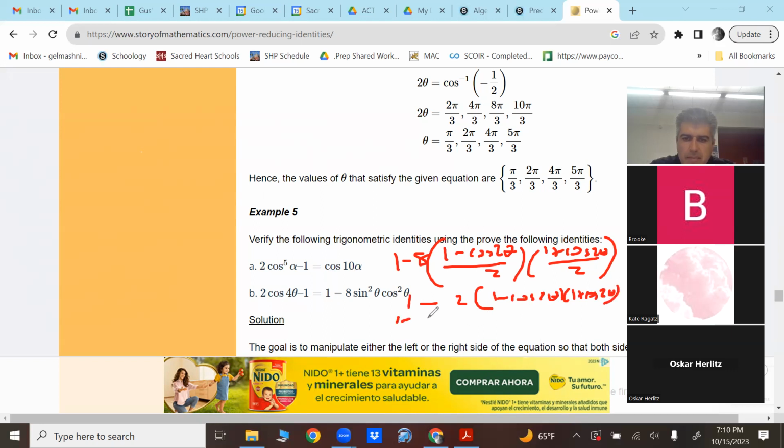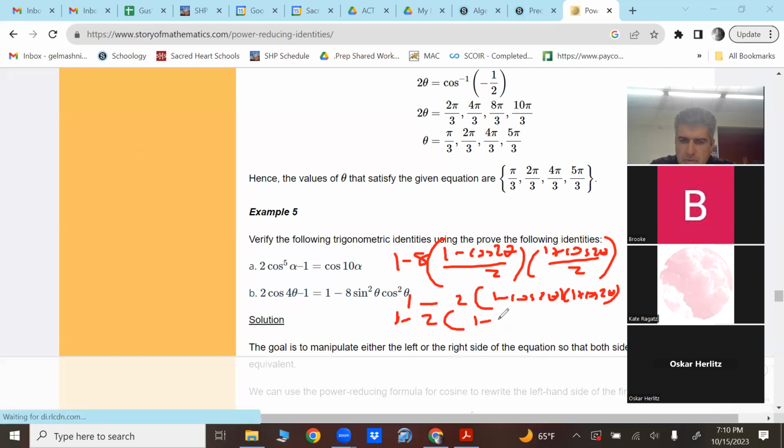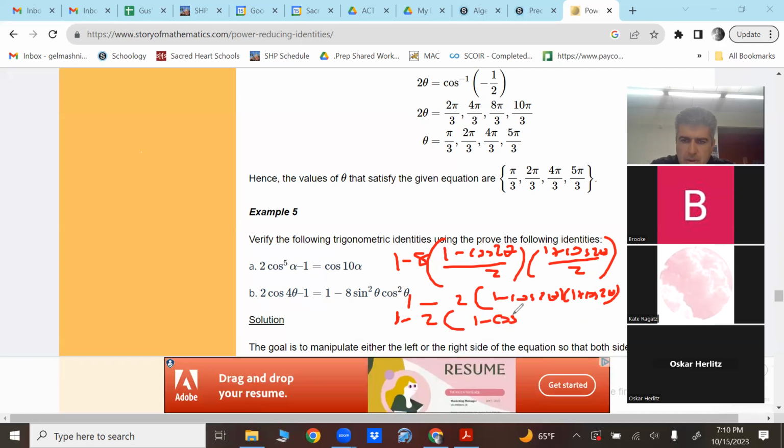Yeah, then you get 1 minus 2 cos 2 theta plus cosine squared. Hold on. Oh no, it's a difference of squares. So 1 minus cosine squared 2 theta. There we go.